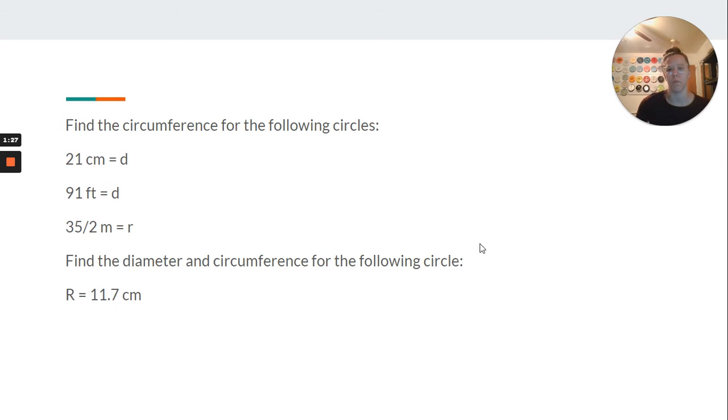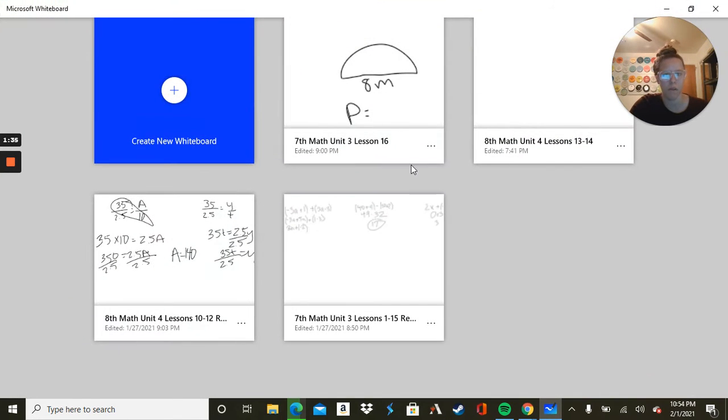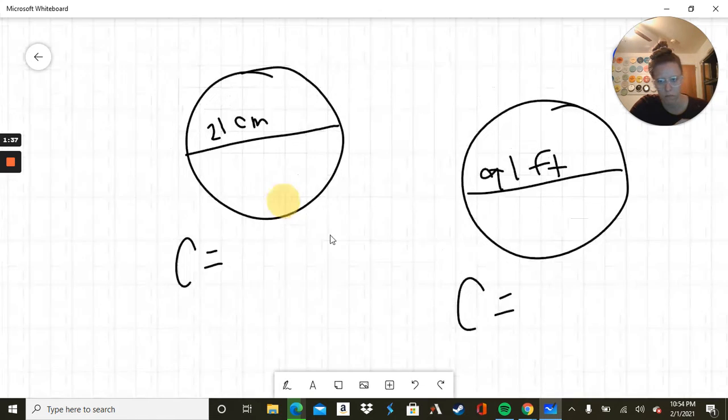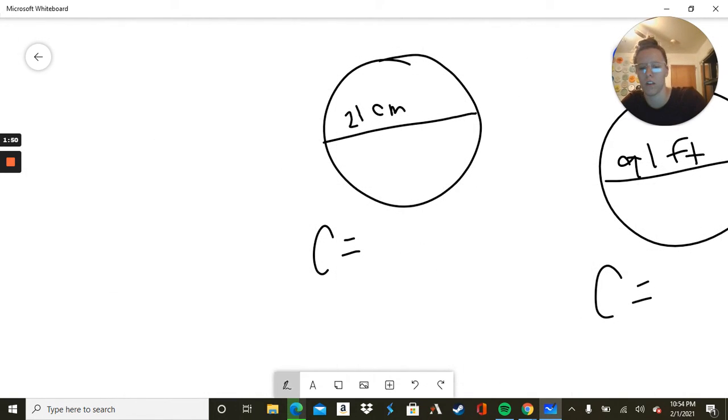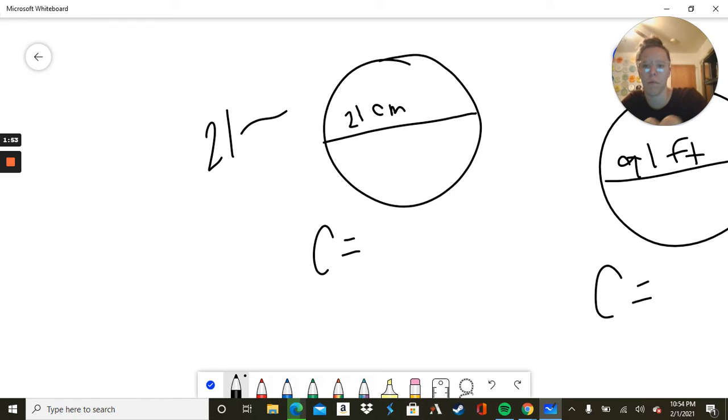So let's do a few problems. We're going to find the circumference for the following 3 and then the diameter and circumference for the 4th one. So we're going to go to our fancy dancy whiteboard. How do we find the circumference? We're going to take the diameter, which is 21, times pi, which gives us 66 centimeters, roughly, because we rounded.